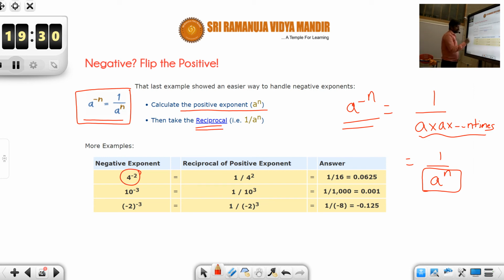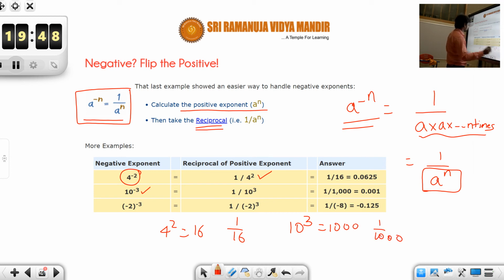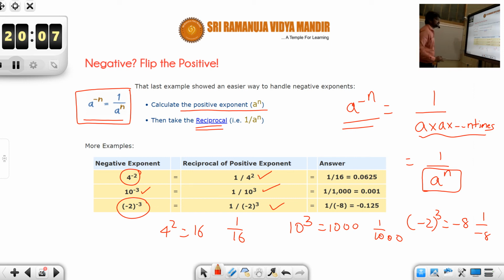4 power minus 2. Calculate the positive exponent, that is 16, and take its reciprocal, 1 by 16. So this is your answer. 10 raised to the power minus 3. What you will do? Calculate 10 raised to the power 3 and take its reciprocal. And then minus 2 whole power minus 3. Again, consider its positive exponent, that is minus 8, and then take its reciprocal, 1 by minus 8, or minus 1 by 8.